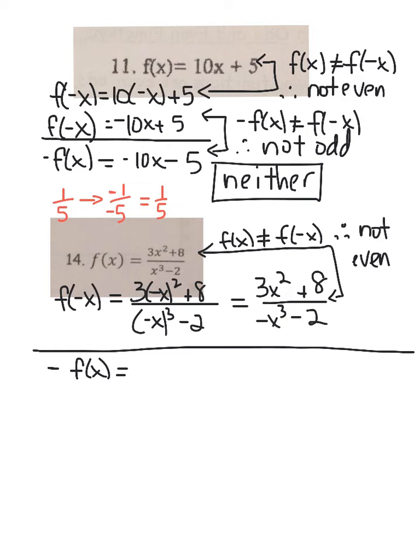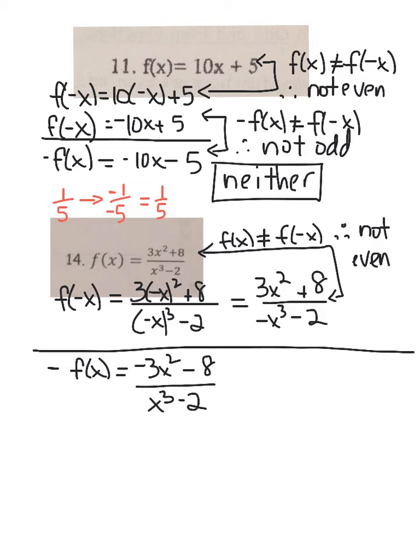So let's say I choose to negate the numerator. So that would give me -3x squared minus 8. Now if I do that, I can't touch the denominator. So that's just x cubed, I'm so sorry, minus 2. Now, I'm supposed to be comparing this to this. Do you see that these are not the same? Okay, so it's not going to be odd.